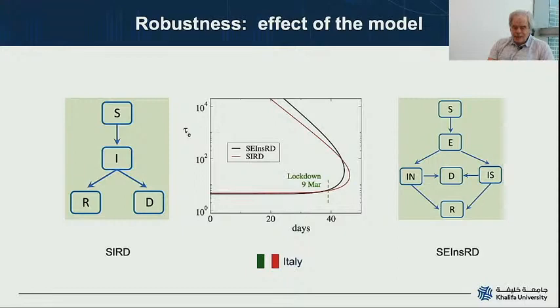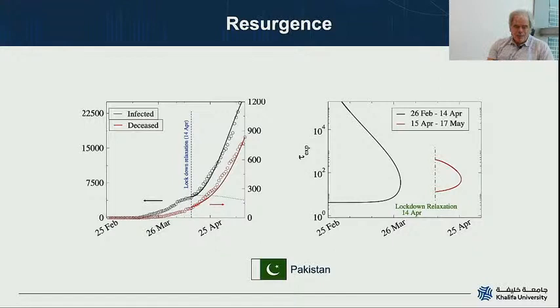So this is a demonstration that the new method of making predictions is robust with respect to different models. Now, we examine this type of analysis in the case where we have a resurgence. This is the case of Pakistan, where you see on the left, which shows the infected and the diseased people, that on about April 14, the lockdown measures were relaxed, and the number of infected and diseased people increased rapidly.